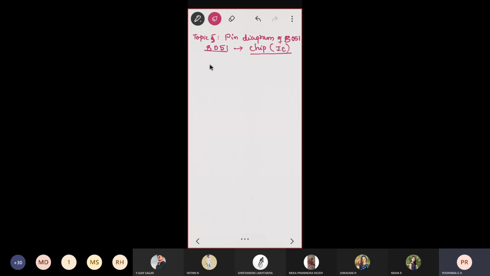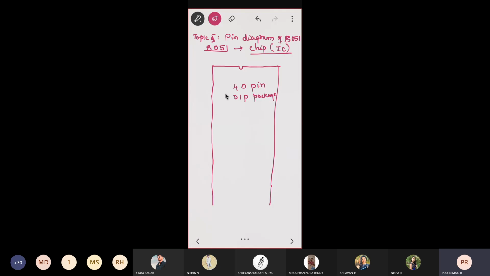So now let us take this pin diagram. Afterwards, I'll explain each pin in detail. The 8051 is a 40 pin IC, a 40 pin dual in-line package. What do you mean by dual in-line package?